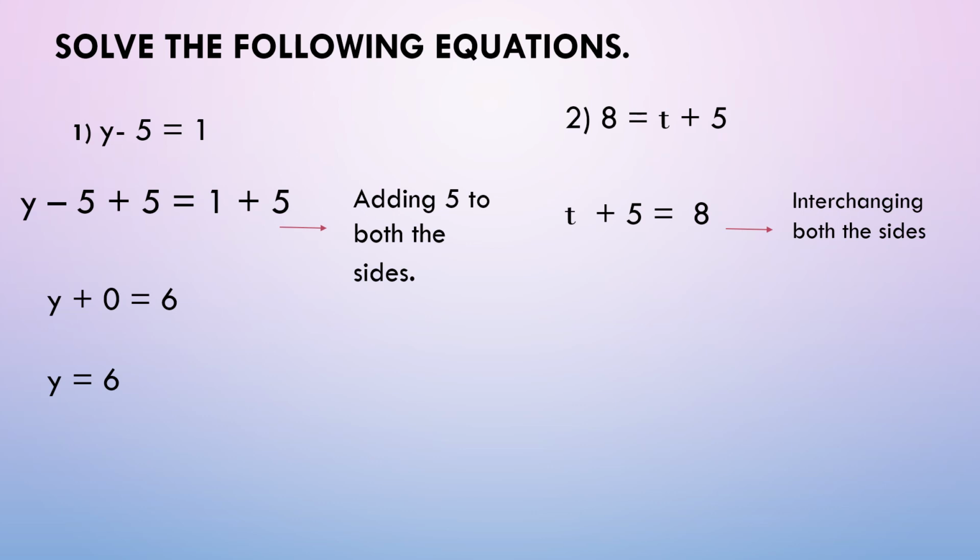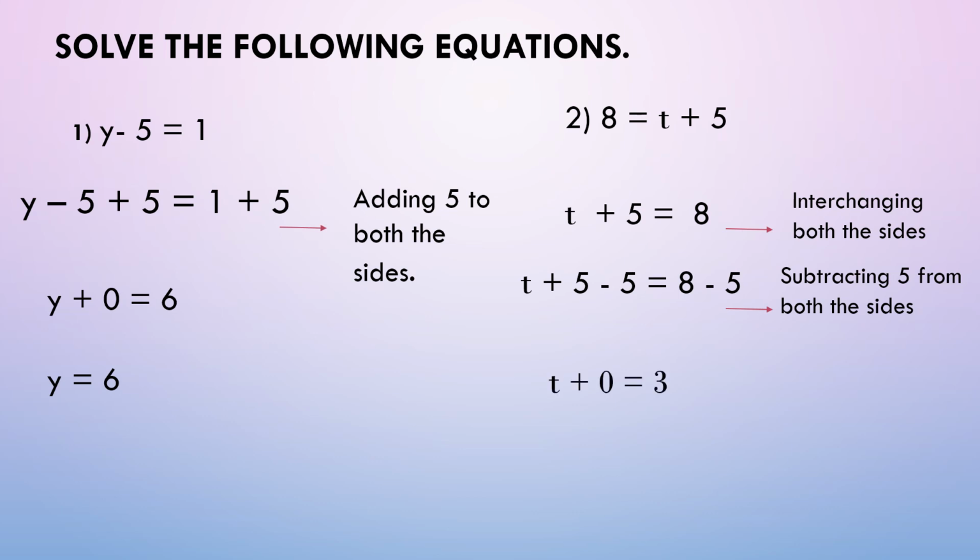So you have to remove this plus 5. So what do you have to do? On both the sides, subtract 5. Okay, so which property are you using here? Subtraction property of equality. You are subtracting 5 from both the sides. So plus 5 minus 5 becomes 0 here. So t plus 0 is equal to what? 3. 8 minus 5 is 3. So t is equal to 3.